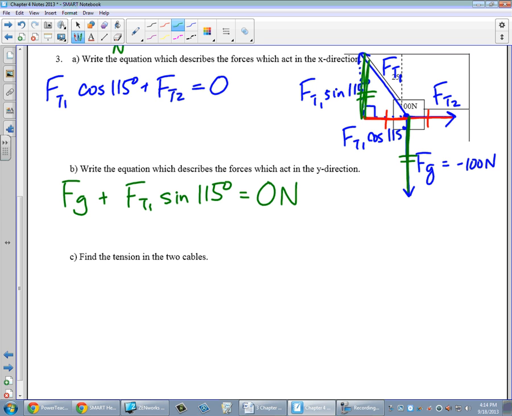Now I can use this equation to solve part C, find the tension in the two cables. I know that Fg is negative 100 newtons. Oops. I don't know Ft1. But I can solve it. I can add 100 to both sides.